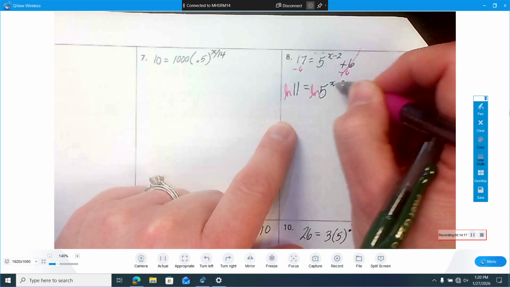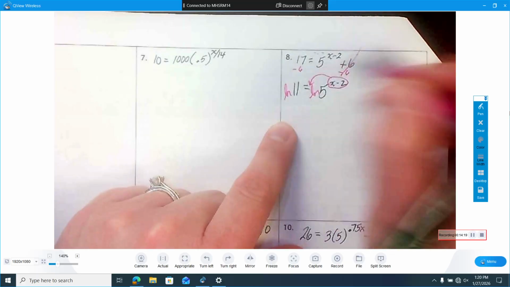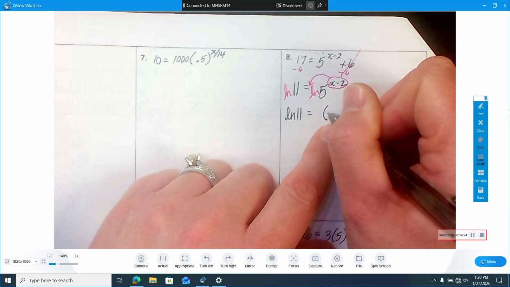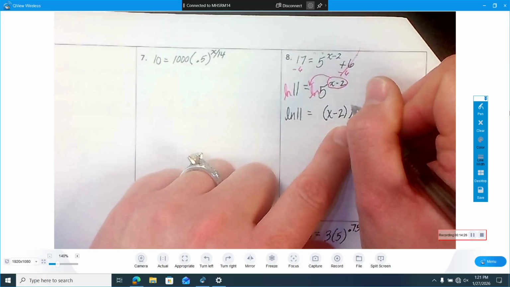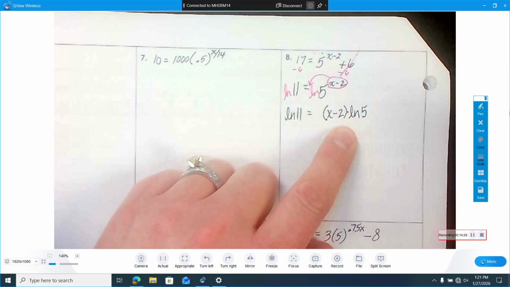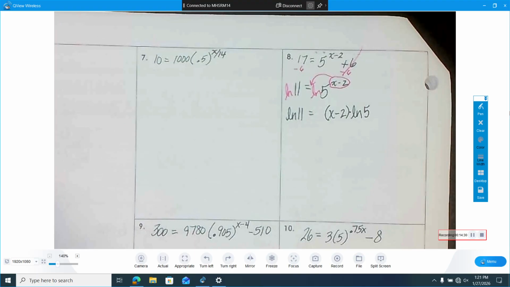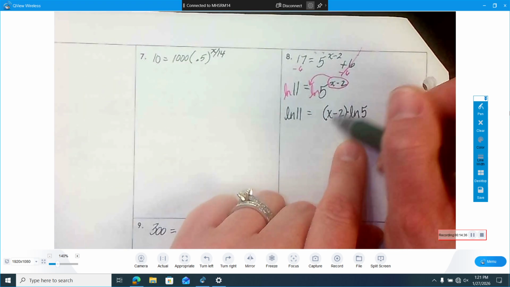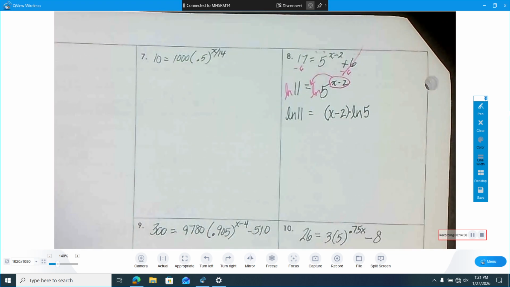Natural log both sides. This is going to allow me to drop my power. So I get the natural log of 11 equals the entire x minus 2 times the natural log of 5. Be careful with your notation. This is really important. This natural log of 5 is affecting everything that was in the power. So be very careful. What do you want to do next?